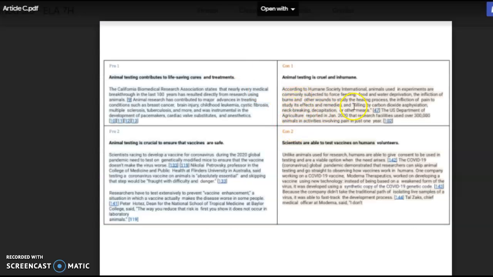Right here on Article C, under the pros and cons, we can see right here, animal testing is cruel and inhumane. According to the Humane Society International, animals used in experiments are commonly subjected to force feeding, food, water deprivation, the infliction of burns and other wounds to study the healing process, the infliction of pain to study its effects and remedies, and killing by carbon dioxide asphyxiation, neck-breaking decapitation, or other means.